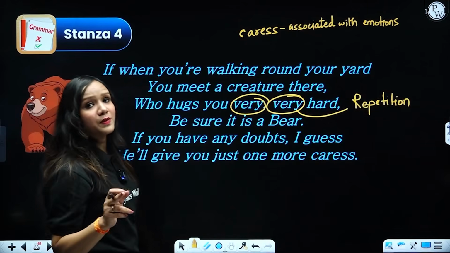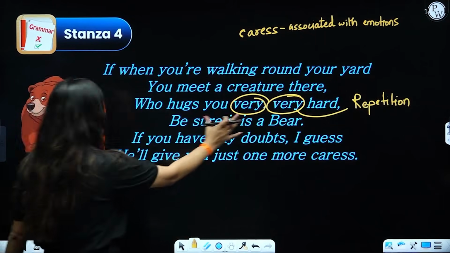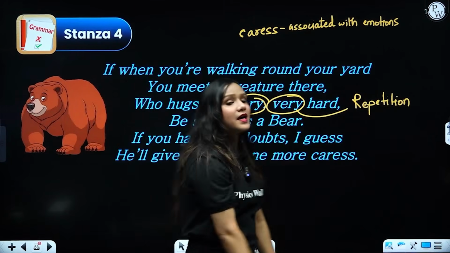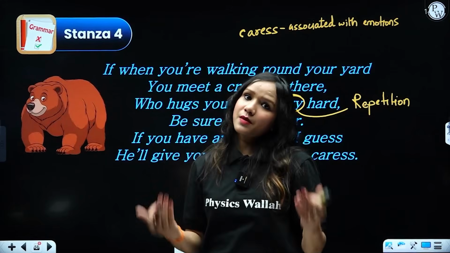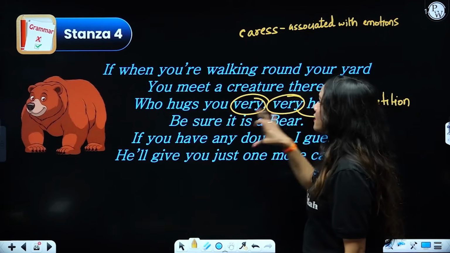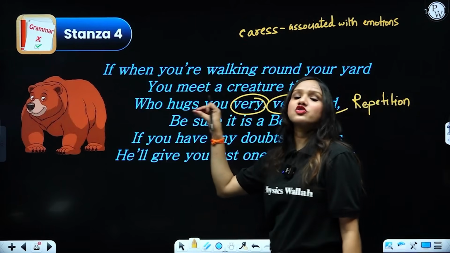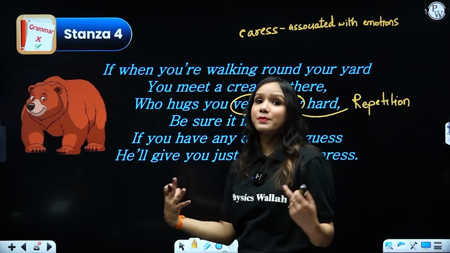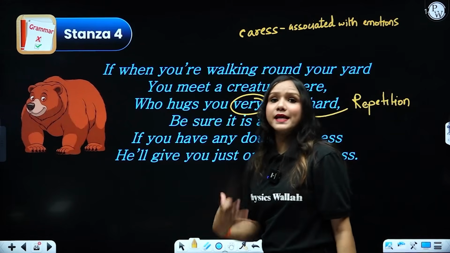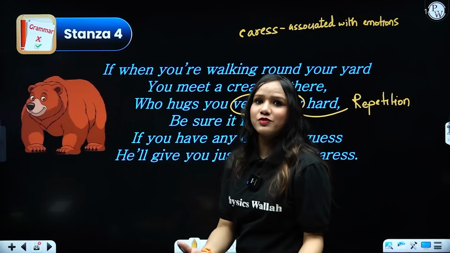Don't forget to mention poetic license if you see that there is any alteration in the spellings. Be sure it's a bear. If you have any doubts, I guess he'll give you just one more caress. So again, the same thing. Whenever you come across any animal while walking in the yard, you meet a creature there who hugs you. A bear is known for its hug, right? A bear gives you a strong hug. A bear is known to embrace you through hugging. So be sure it's a bear. And still, if you have any doubt, if you are not able to identify such an animal, definitely it is going to give you another caress.